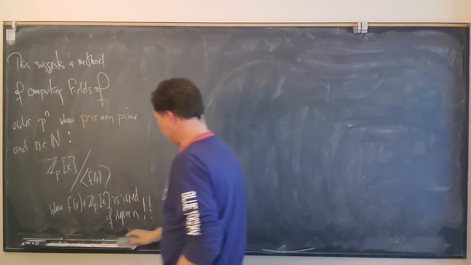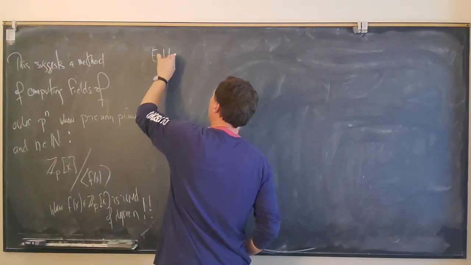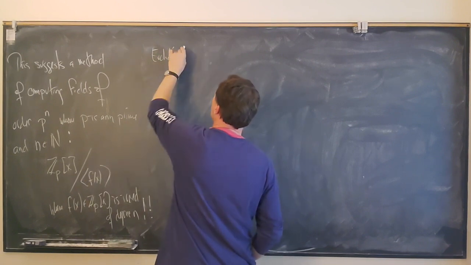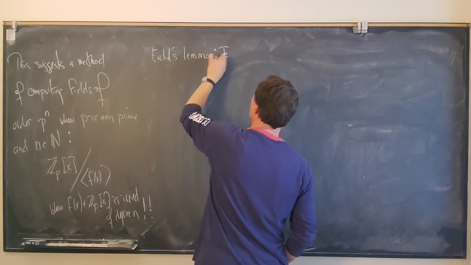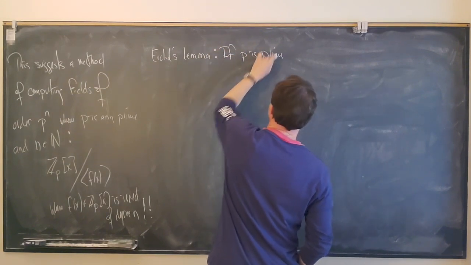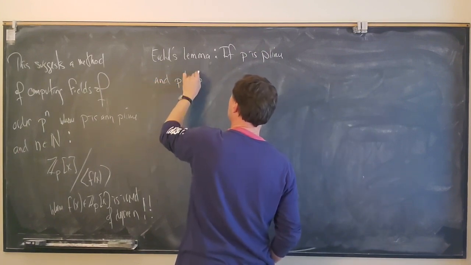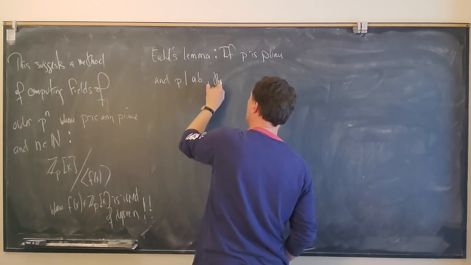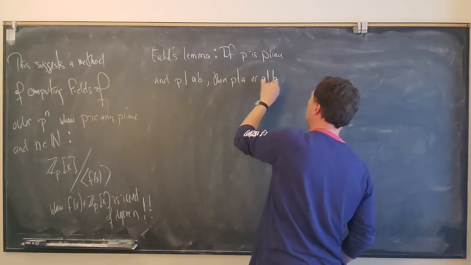Remember Euclid's lemma? Just sort of a reminder. I mean, we already have this. So Euclid's lemma says this: if p is prime and p divides the product a times b, then p divides a, or p divides b.